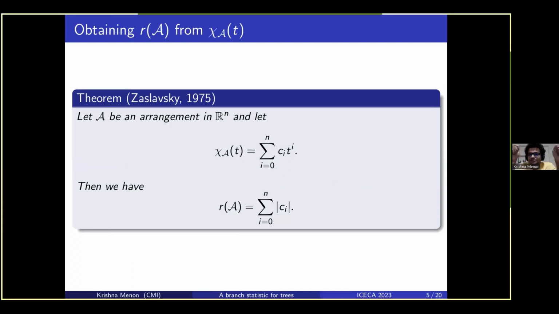What we'll be focused on is this nice property that you can actually extract the number of regions of the arrangement from this characteristic polynomial. First off, from the definition, it's not too hard to see that if your arrangement is in R^n, then the characteristic polynomial is one of degree n, and the coefficients are all integers. But what is very nice is that the number of regions is just the sum of the absolute values of these coefficients.